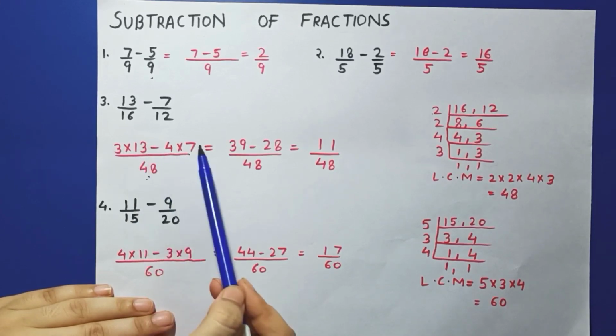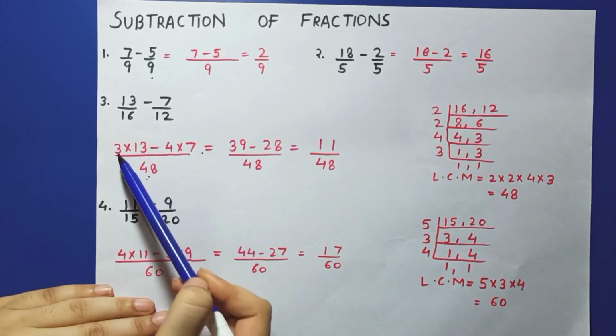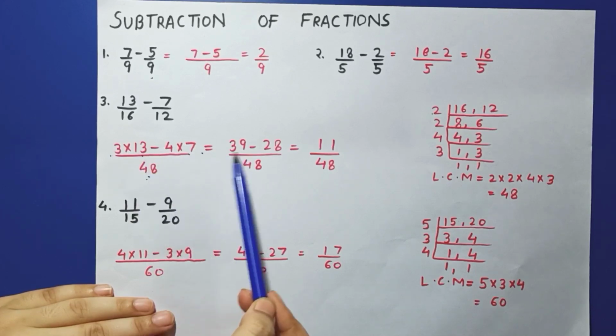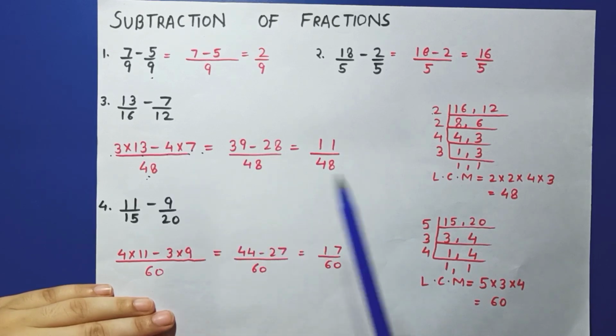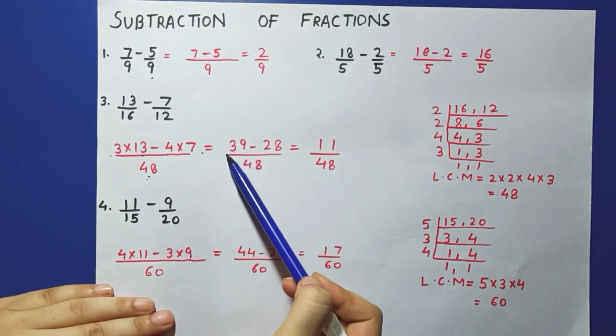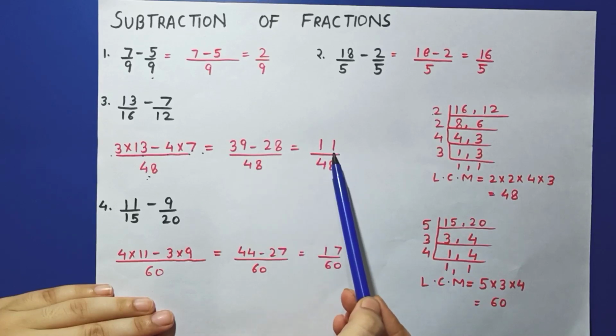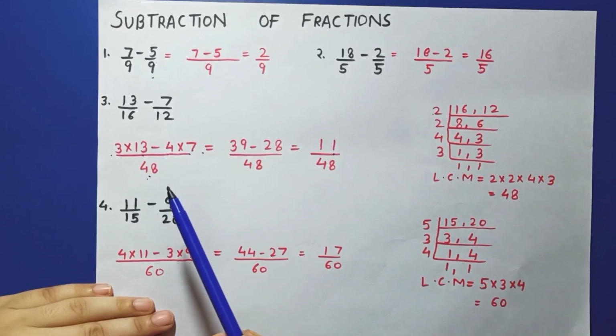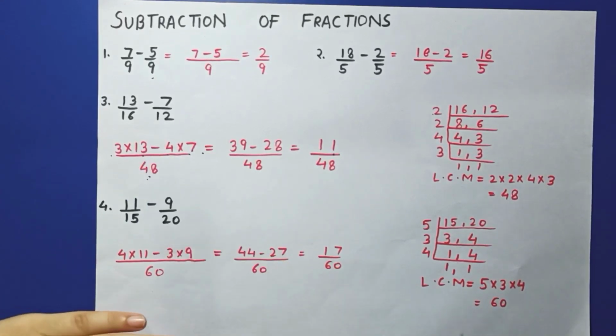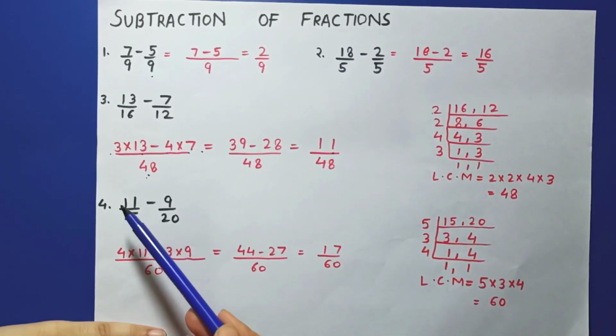How will we calculate this? First multiply these two. 3 into 13, that is 39, minus 7 into 4, that is 28, upon 48. So 39 minus 28 is equal to 11 upon 48. This is just similar to addition, the only difference is the minus sign. Moving to our next example.